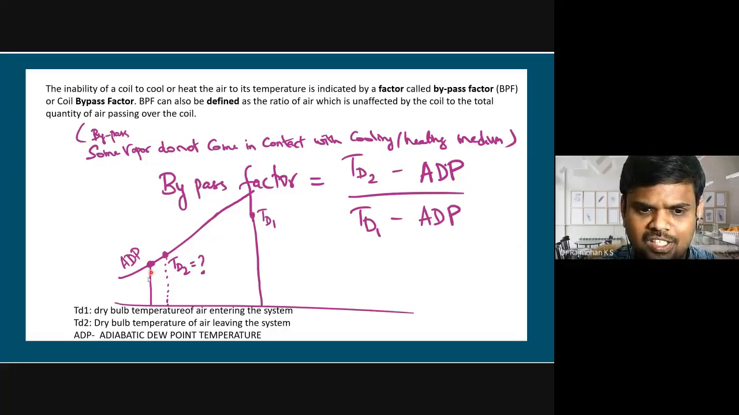So, TD2 minus ADP. Okay, that is the fraction which is supposed to get cooled, but it did not get cooled. So that way TD2 minus adiabatic dew point temperature, divided by the total, that is TD1 to ADP, is the total one. Okay, so this is called the bypass factor. So in some numericals we can even determine the bypass factor. Okay, we should know how much it is not actually getting cooled. How much fraction of the air is not getting cooled can be determined using this bypass factor.